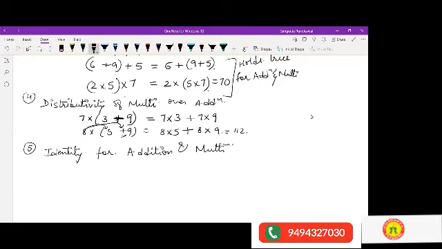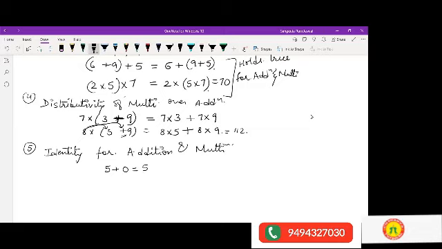Identity for addition and multiplication. Now, what is identity for addition and multiplication? 0 is the identity for addition and 1 is the identity for multiplication of whole numbers. Identity means that if I have any number and I add 0 to it, my number retains its identity. It's not that my number will come out something else. If I add 0, my number will be the same as it was.